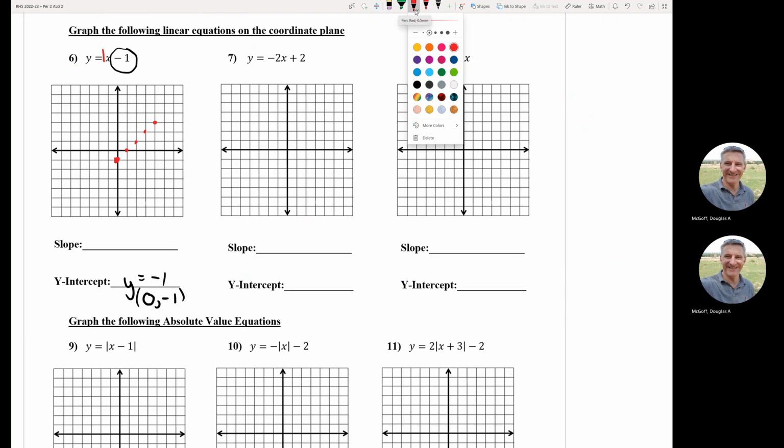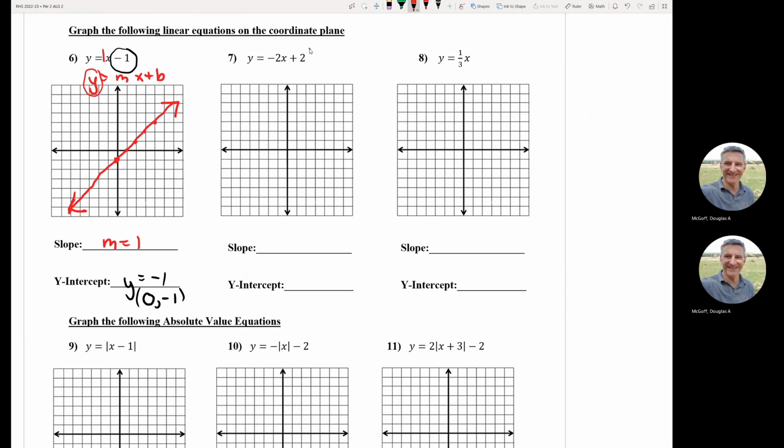Now I have enough dots for a line. I'm not going to try to use the line tool, I'll just fill it in. And remember, lines go on forever, so we'll go ahead and put arrowheads on both ends. This is in the form y equals mx plus b, graphing form. If it's not already in that form, find a way to get it into that form by isolating y on one side of your equation. Have a coefficient in front of x and a number at the end.